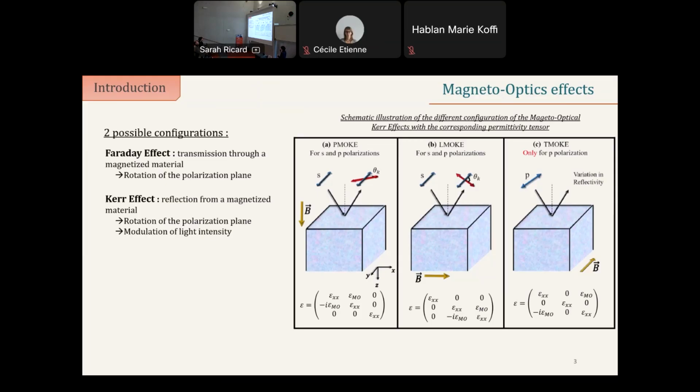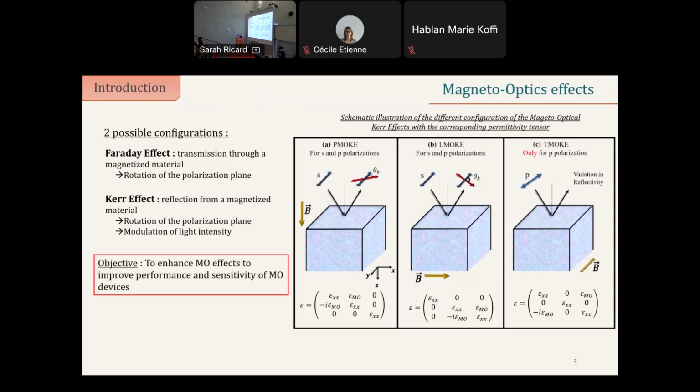For the definition of the permittivity tensor, every time we have a diagonal element which is the same, and what changes is the position of the off-diagonal element, epsilon MO. It's always the same value for each configuration, but its position in the permittivity tensor changes because of the different direction of the magnetic field B. As I said before, those magneto-optic effects are well known in the literature, but they are quite low, and what we want is to find a way to enhance them to improve the performance and sensitivity of magneto-optic devices.